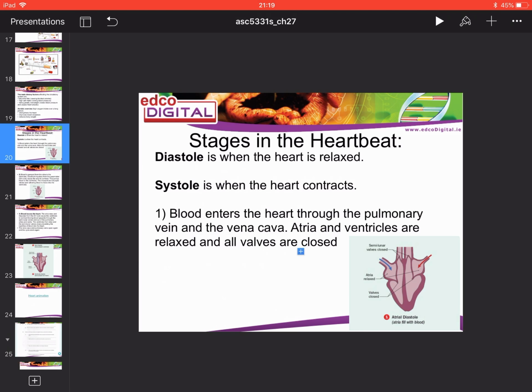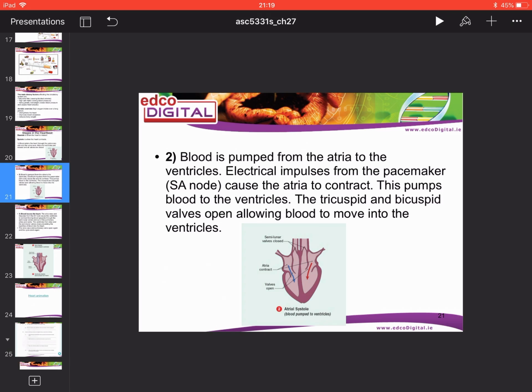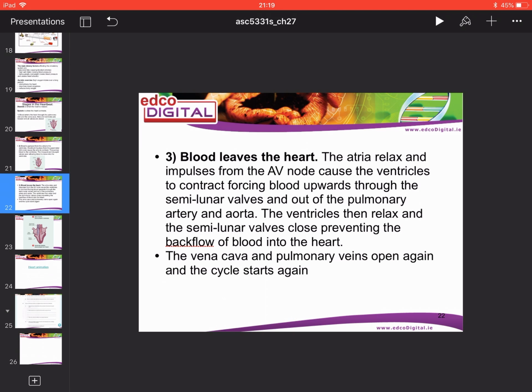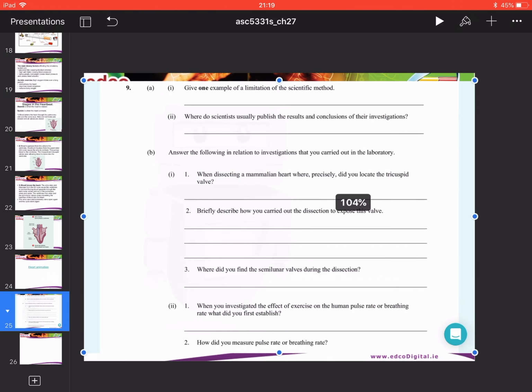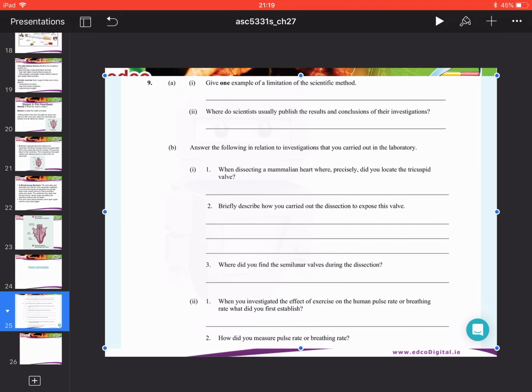Okay, so I've gone through the stages of the heart earlier on, so I'm going to move on here. Okay, so a couple of questions here. These are just two that I'll post onto Edmodo as well, that you can try and write in as well, as well as a few others.